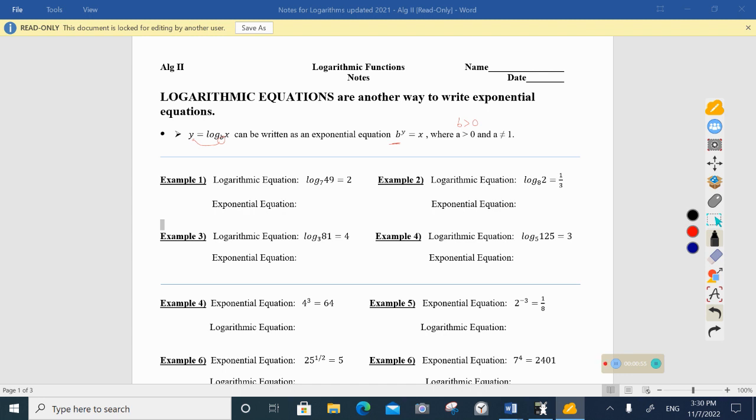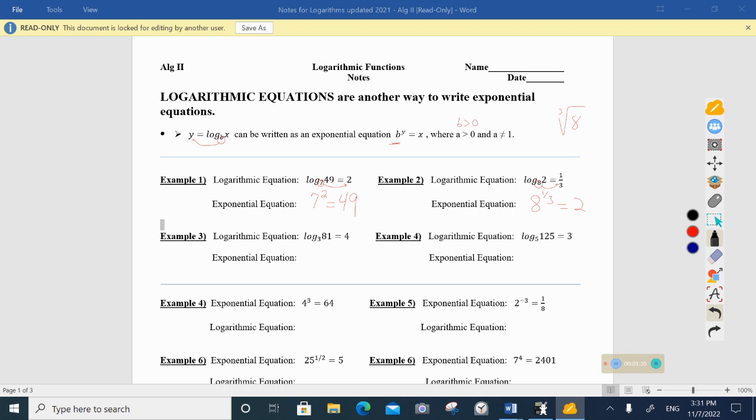All right, so down here we have some examples of just getting used to the definition of logarithm. So if it's given to you as a logarithmic, you're going to take the base on the log, which in this first example is 7. You're going to raise it to the opposite side. 7 to the second power equals 49. So that's how you can rewrite a logarithm as an exponential. Over here on example 2, the base would be 8. You're going to raise it to the 1/3 power, and that equals 2. By the way, 1/3 power means the cube root of 8, or what times itself 3 times gives you 8, and the answer is 2.